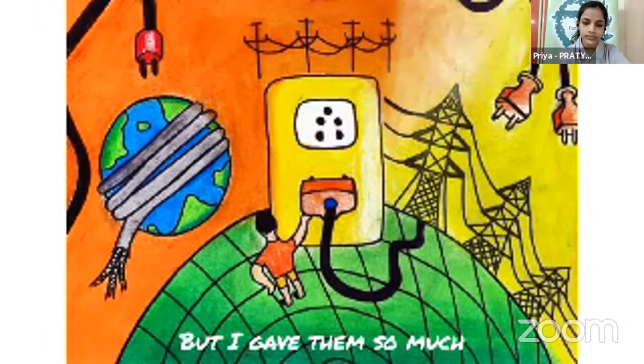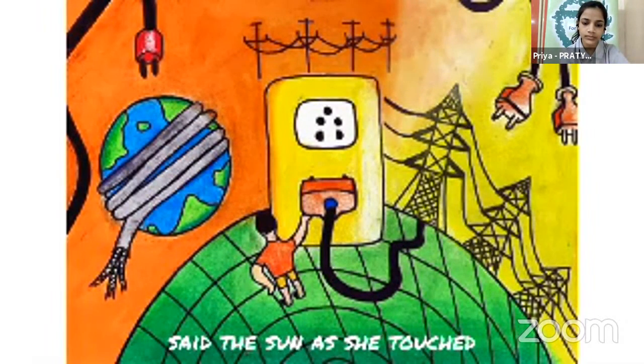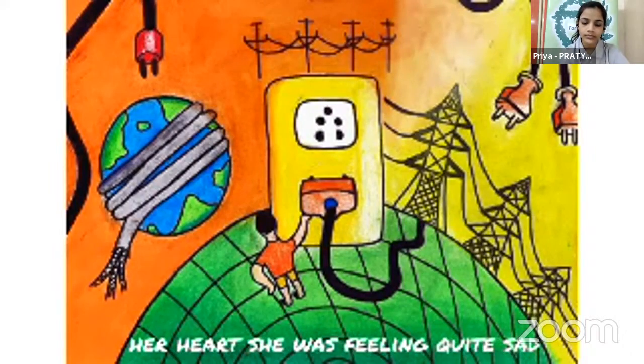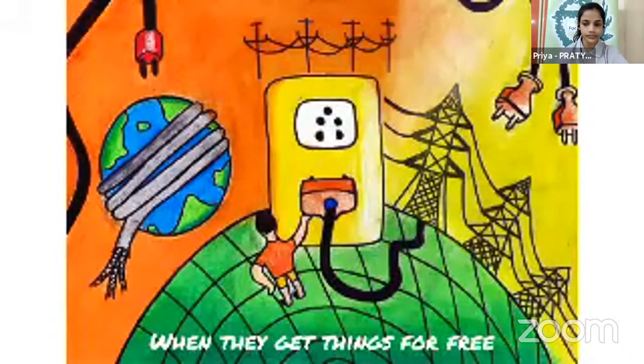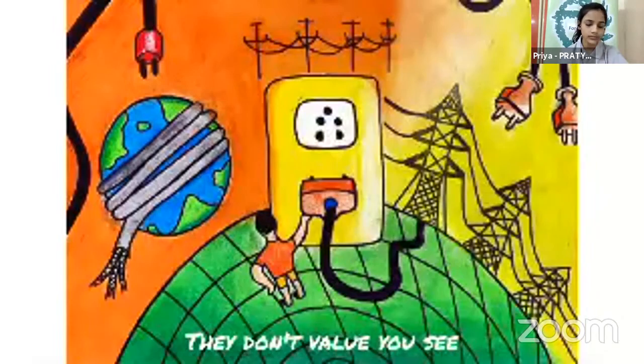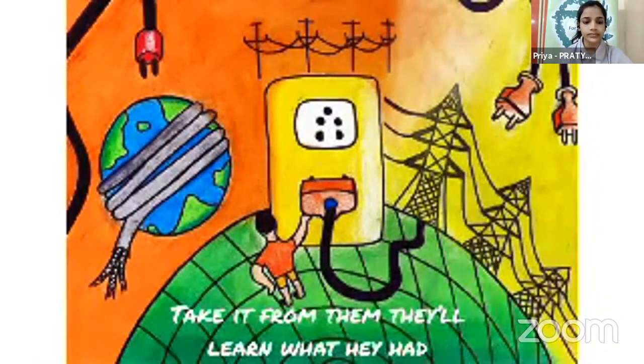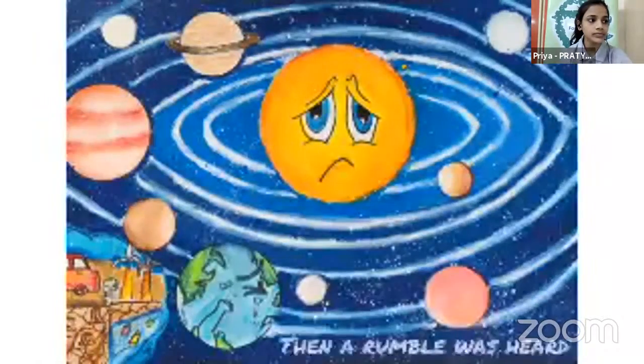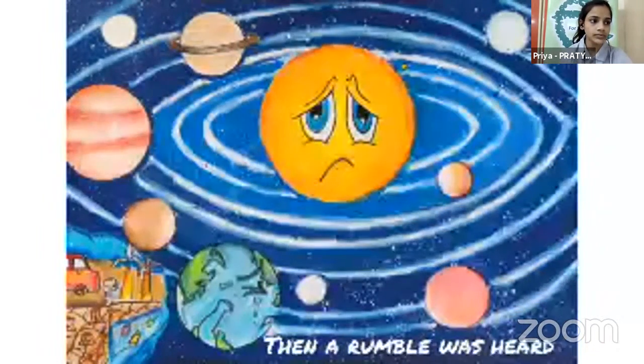But I gave them so much, said the sun as she touched her heart. She was feeling quite sad. When they get things for free, they don't value, you see. Take it from them, they'll learn what they had. Then a rumble was heard, and it echoed and stirred.